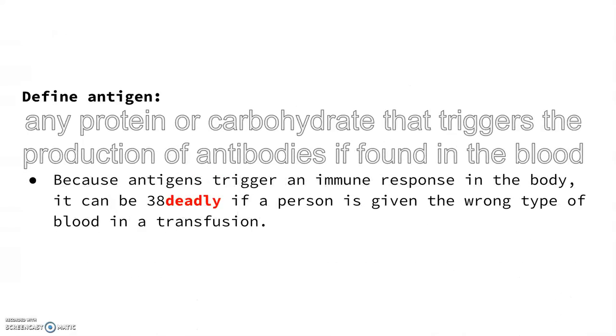So antigens, the surface antigens on the blood cells, are just proteins or carbs that trigger production of antibodies. Because we have these antigens on our blood cells, and they trigger this immune response, it would be deadly to give someone the wrong type of blood in a blood transfusion. That's why it's super important for you to have your blood type known before you receive a blood transfusion.